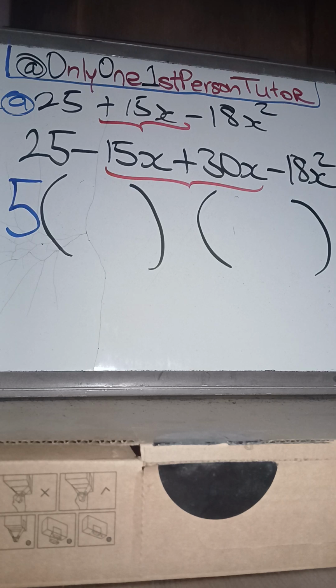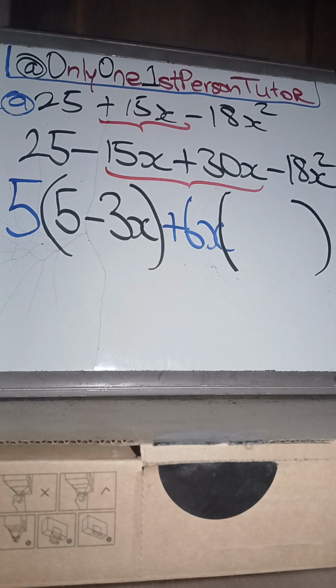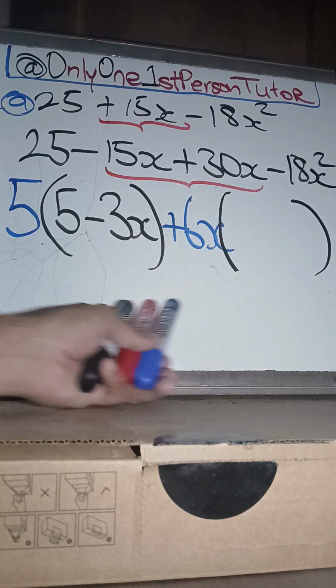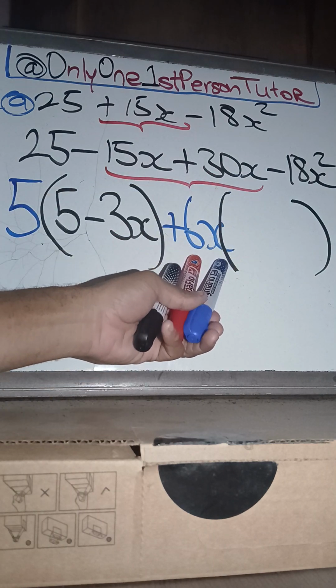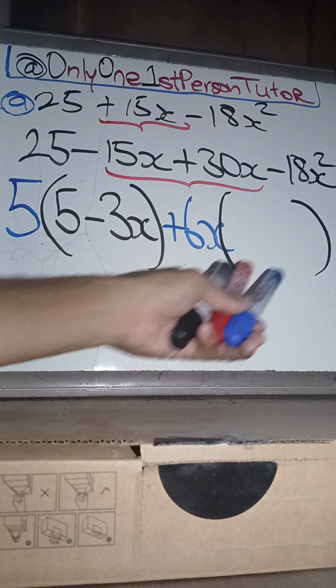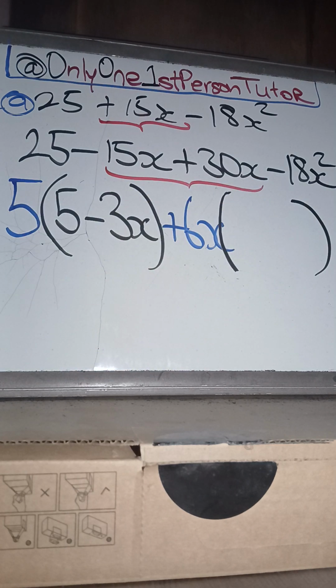Alright, 25 over 5 is 5. 15x over 5 is going to be 3x. But it's going to be a minus 15x, so it's going to be a minus 3x. Now, if we divide plus 30x by this here 5, we'll get a plus 6x. So we'll put that right here. Alright, so now, if we multiply this plus 6x by the 5, it gives us that right here. Multiply the plus 6x by the minus 3x, we'll get that over there.